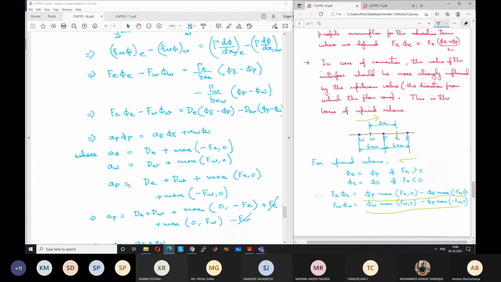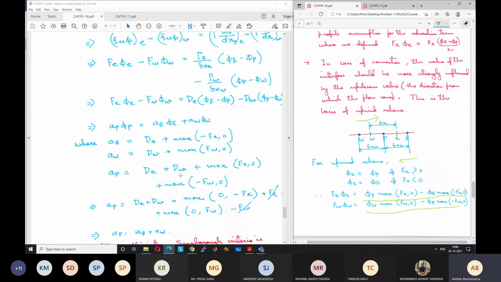Okay, and Ap will be equal to, so again you take all the values to the left hand side, you can write down, and it will come out as De plus Dw plus maximum of Fe, 0 plus maximum of minus Fw, 0. Okay, so this is ultimately the scheme which is known as upwind scheme, which assumes that the upstream side is the sole contributor to the interface.